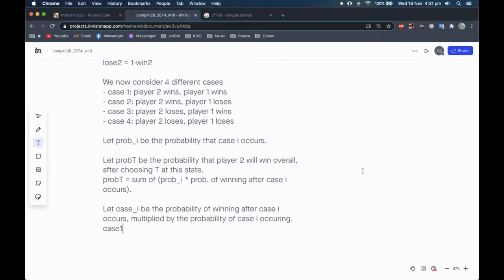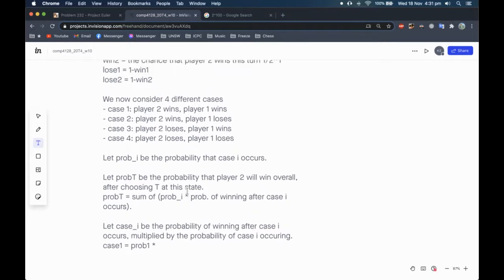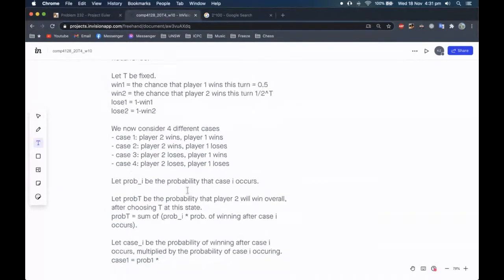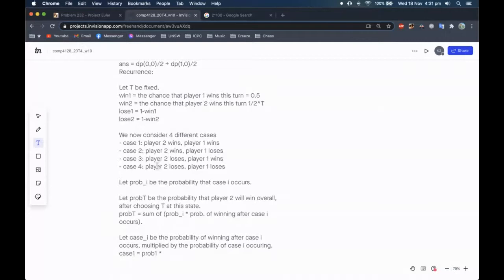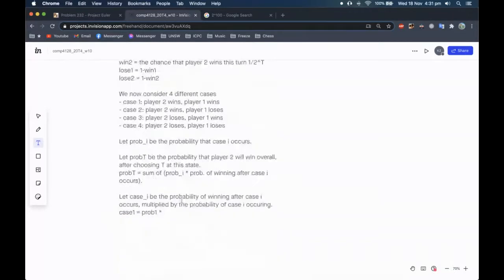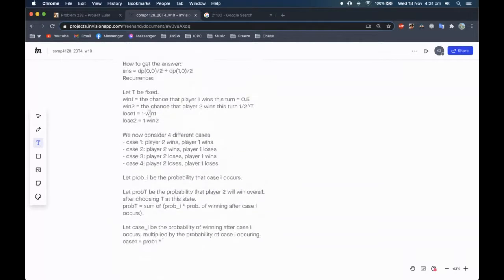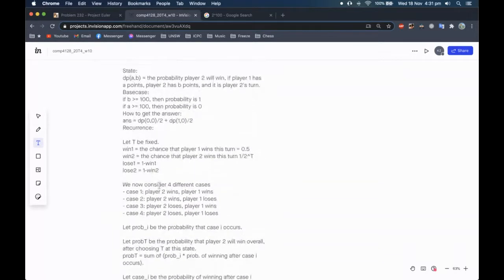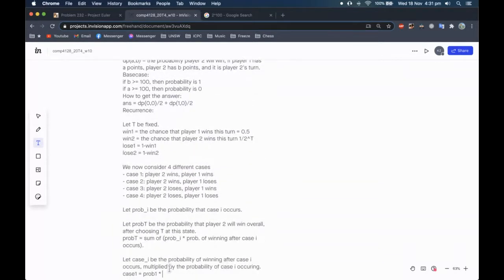Well, this actually isn't too hard. So case 1 should be equal to prob of 1, right? We calculated that earlier, and then we multiply it by something. What do you think we should multiply this by? Remember this is a recurrence, so we're probably going to be using the value of dp again. What arguments should we pass into this dp to get the probability of winning after case i occurs?